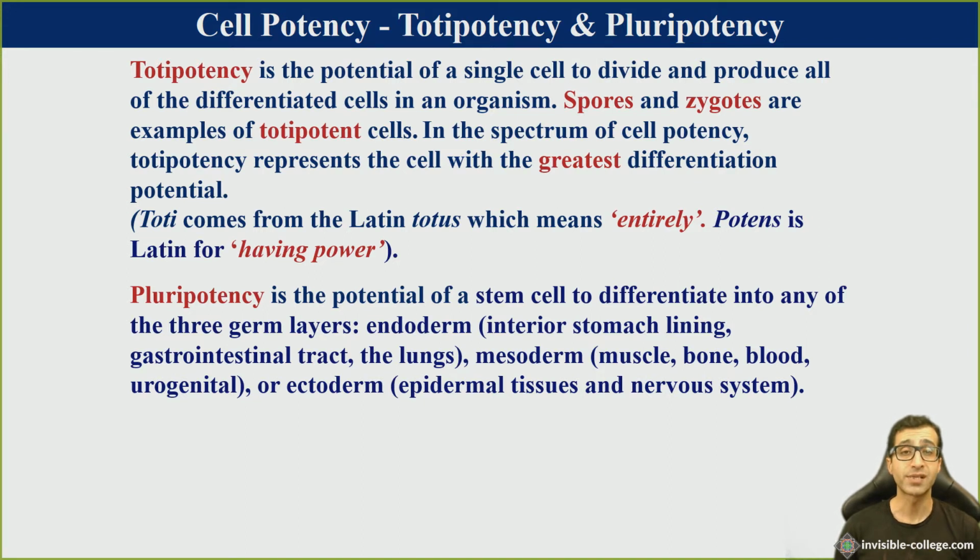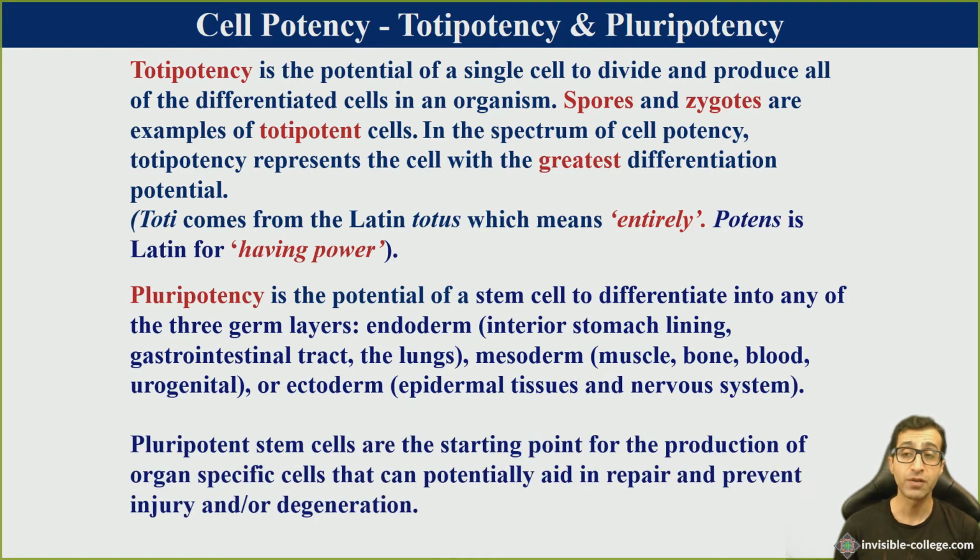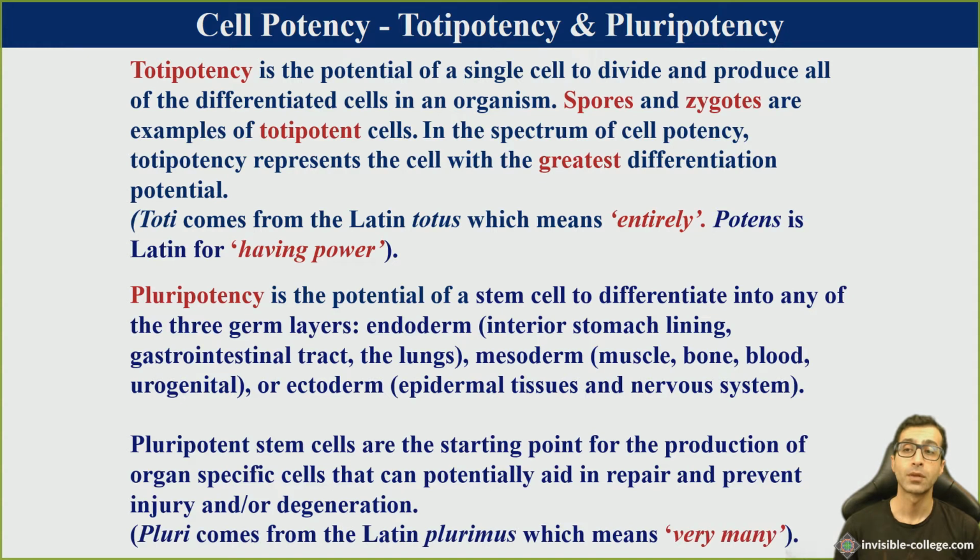So, pluripotent stem cells are the starting point for the production of organ-specific stem cells, and these potentially again can aid in the repair and prevent injury and or degeneration. So again, pluri comes from the Latin plurimus, which means very many.